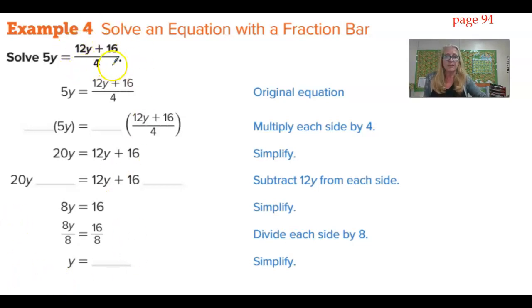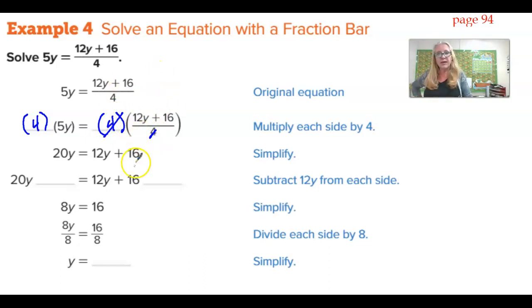Just like in the two-step equations, when you have a big hideous fraction like this, your first step has to be to get rid of this fraction thing. We have to free the 12y plus 16 from the numerator. The way we do that is we multiply both sides by 4, and this fraction ceases to exist. So over here, we're going to multiply by 4, going to multiply this side by 4. And what happens is these cancel, and all we're left with on the right now is the 12y plus 16.